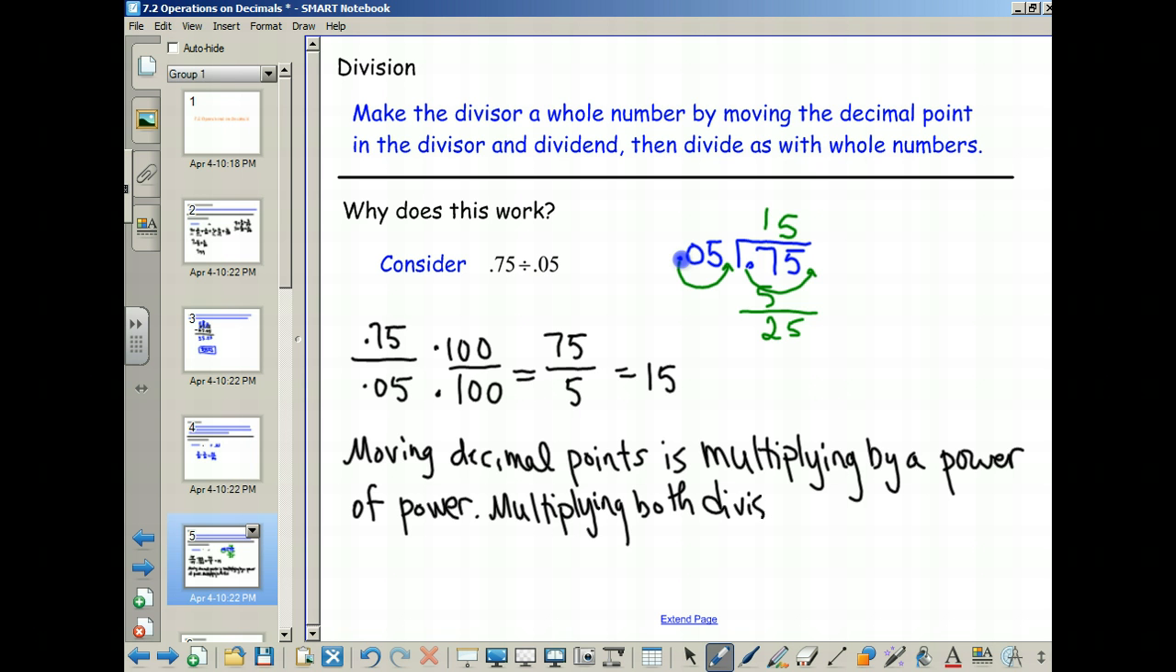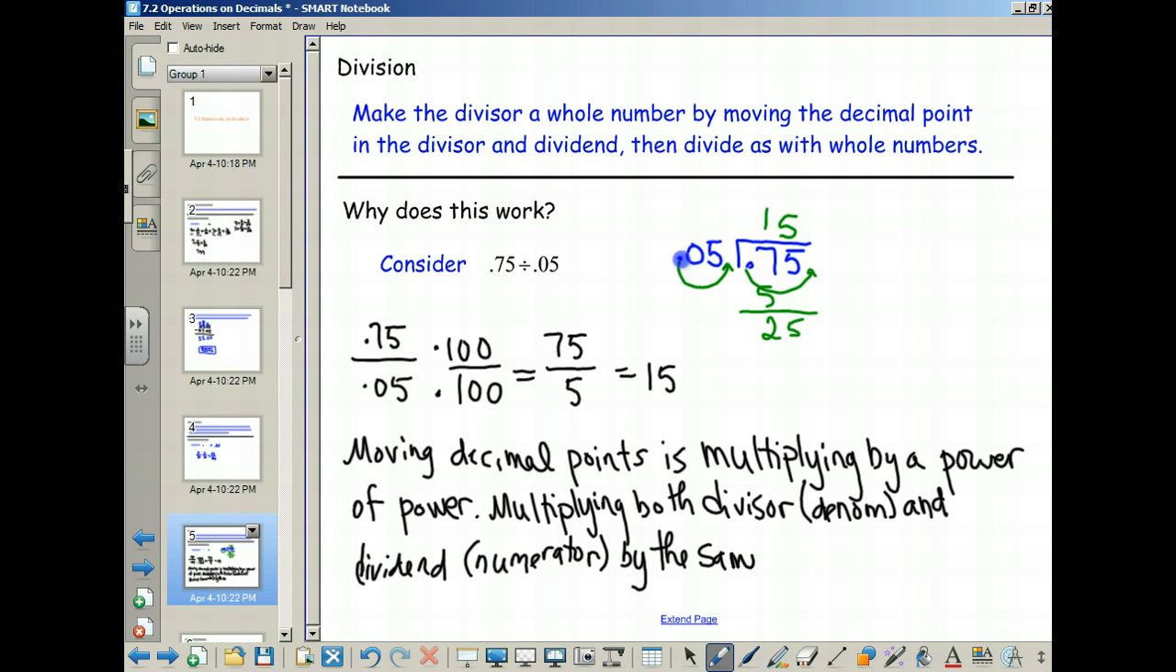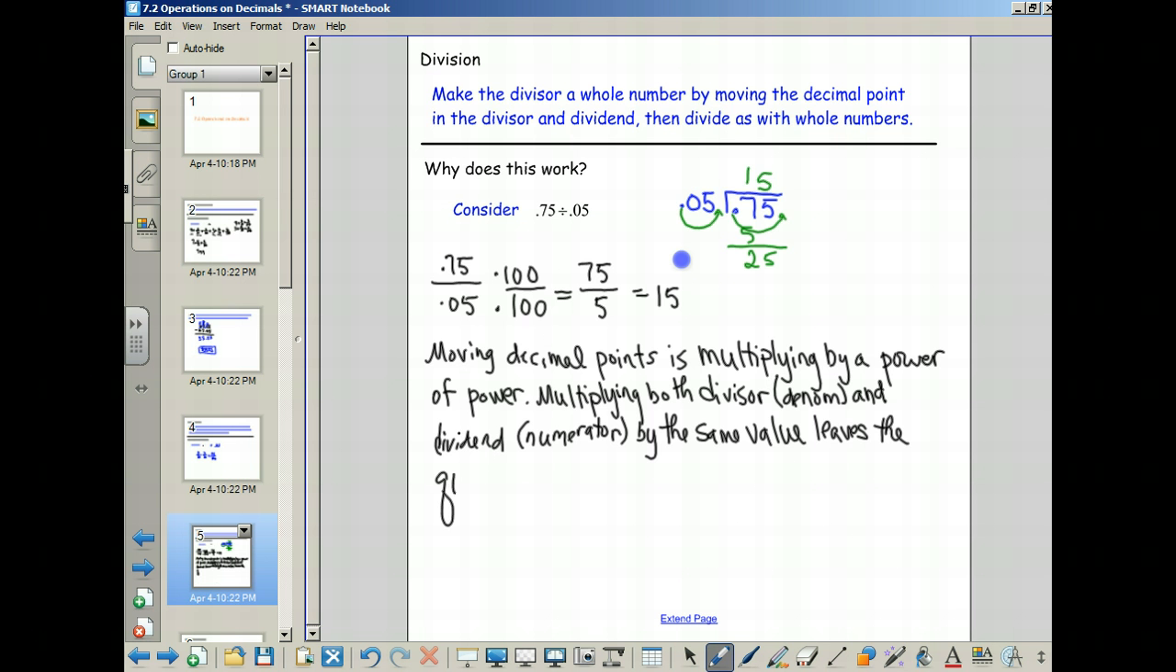both the divisor, and that's what you're dividing by, which is equivalent to my denominator, and the dividend, that's the 75 here, that's 0.75, the dividend is equivalent to my numerator, by the same value leaves the quotient unchanged. Yes, by a power of 10.